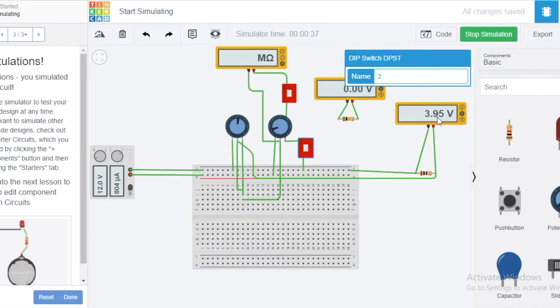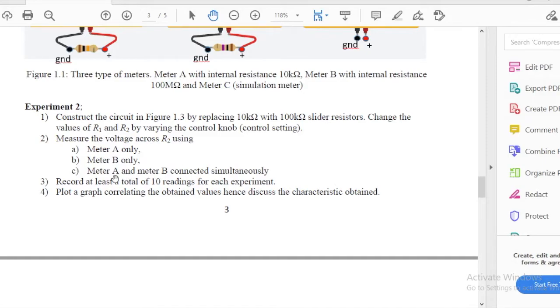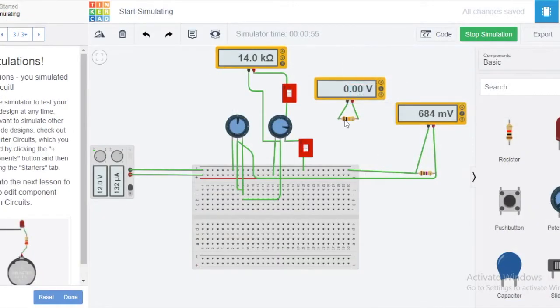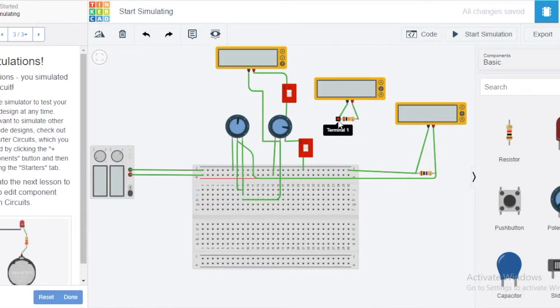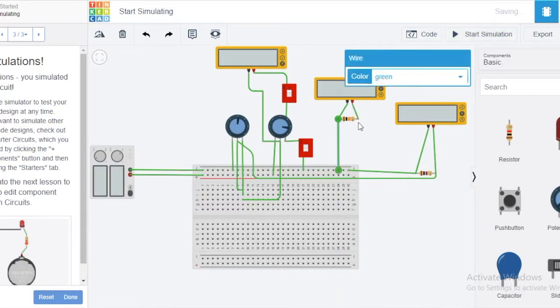We can see this is bigger than for the meter A, 3.95, and we also repeat 80, 20 until 10 for the meter B. Okay, for the next question, the instruction given is to use A and B together, and we connect this like before.